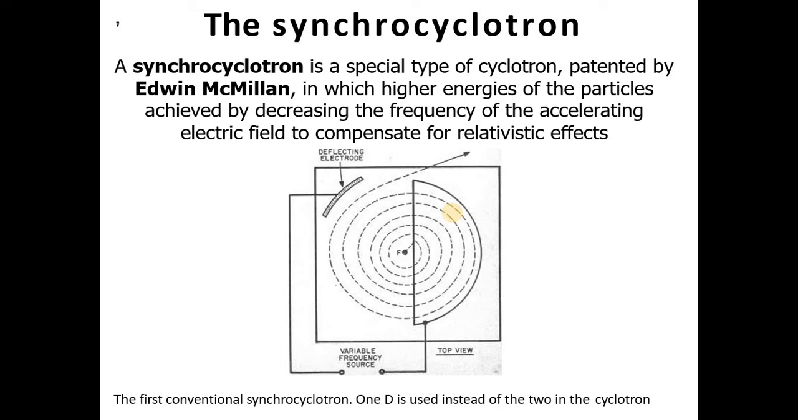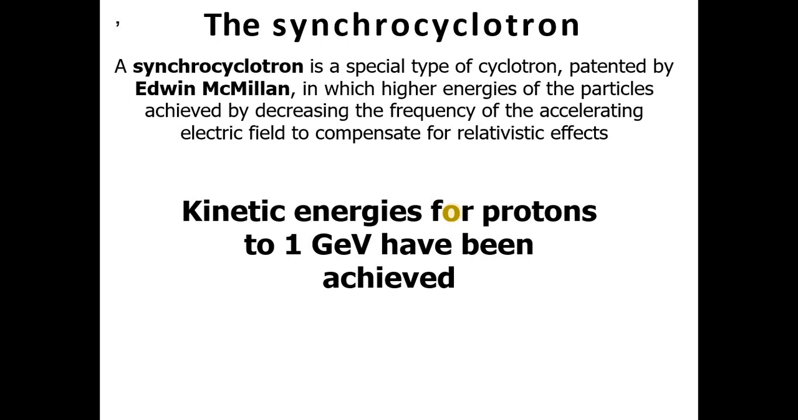A synchrocyclotron is a special type of cyclotron patented by Edwin McMillan, in which higher energies of the particles are achieved by decreasing the frequency of the accelerating electric field to compensate for relativistic effects. The first conventional synchrocyclotron is shown in the figure. One dee is used instead of two in the cyclotron. A kinetic energy for protons of 1 gigaelectron volt can be achieved by using this special type of cyclotron, namely the synchrocyclotron.